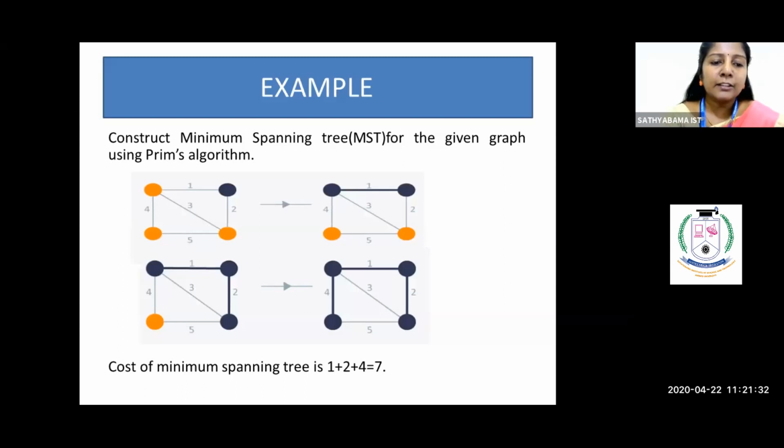What are the remaining edges we have? 5 and 4. Among these 2, which is the minimum edge here? 4 is the minimum edge. So the 4 is joined. So this is the final minimum spanning tree. The spanning tree has totally 4 vertices connected with 3 edges. n minus 1, so it must be 3 edges only. So what is the cost here? 1 plus 2 plus 4 is equal to 7. So for the given graph, the minimum spanning tree is this one and the cost of that tree is 7.